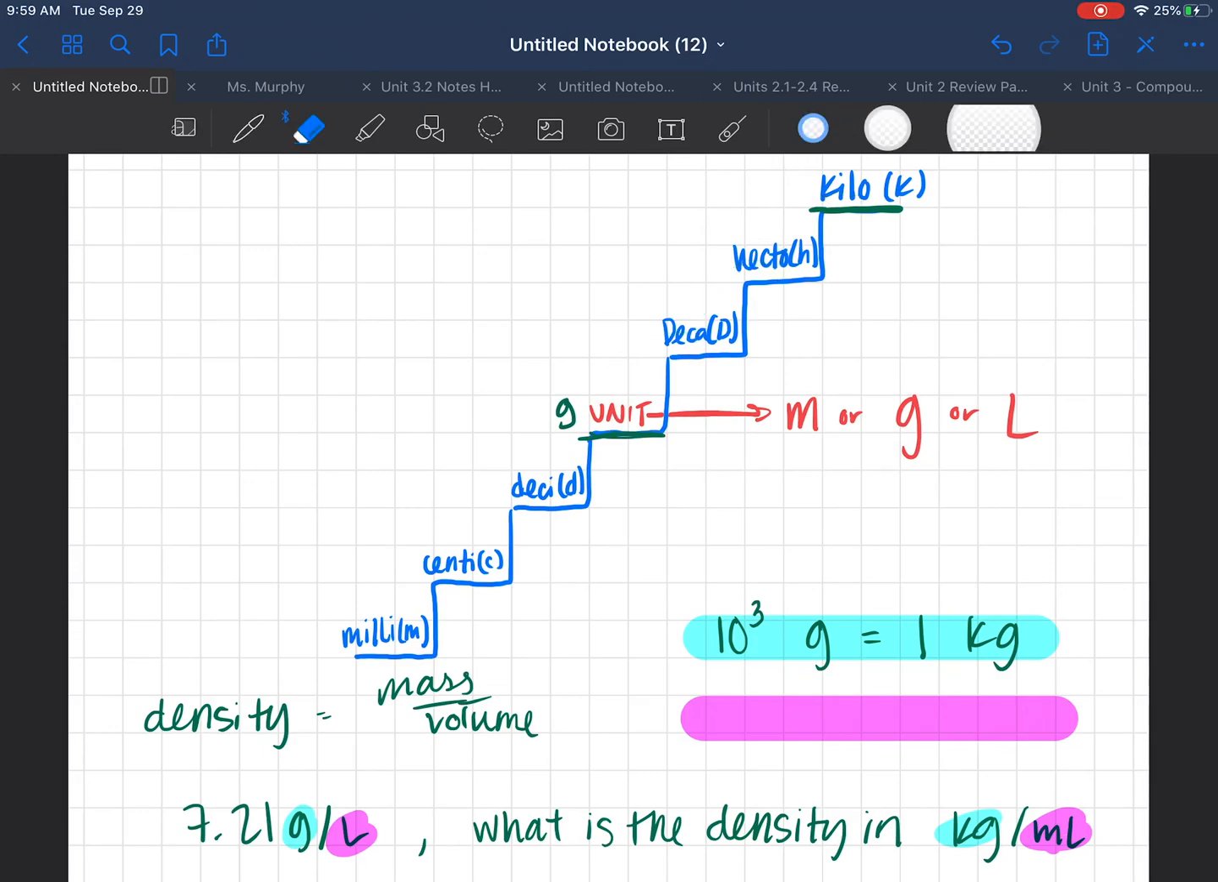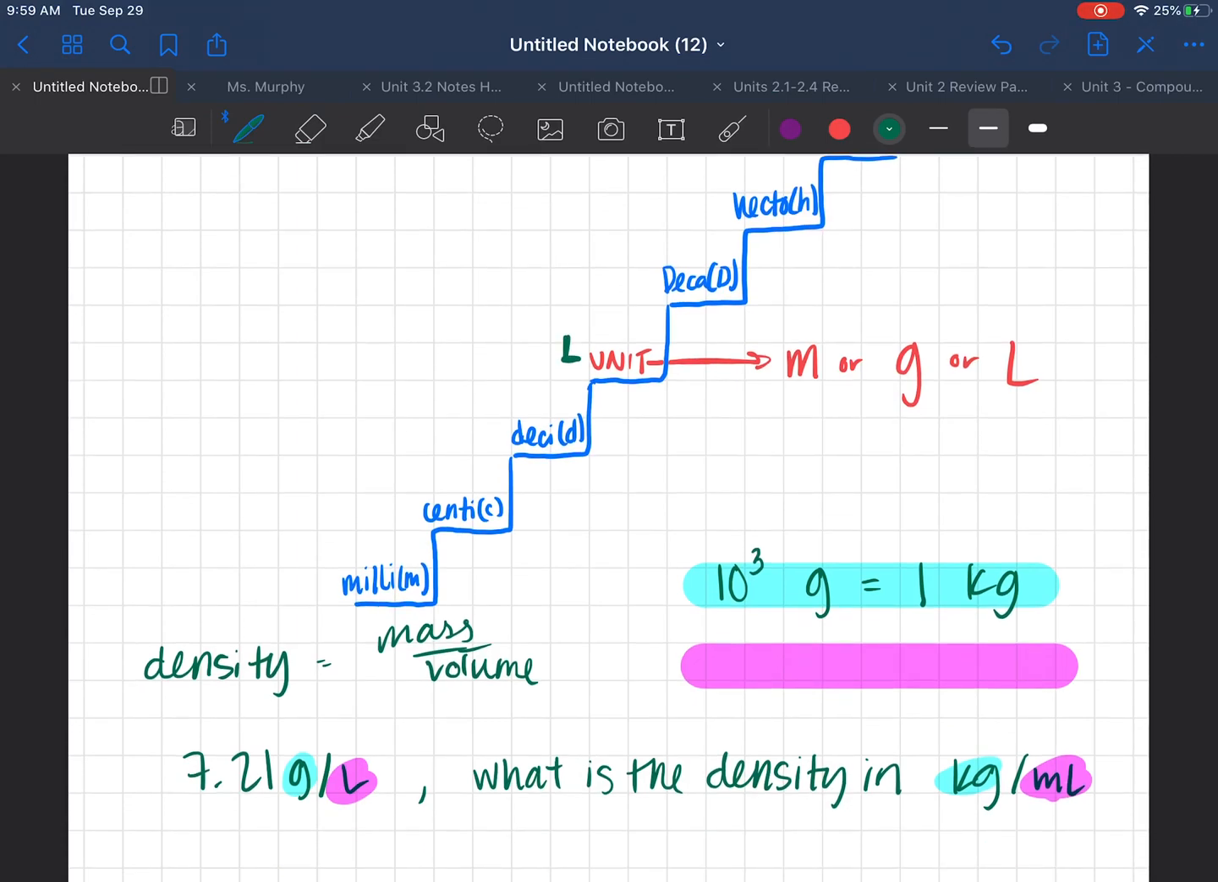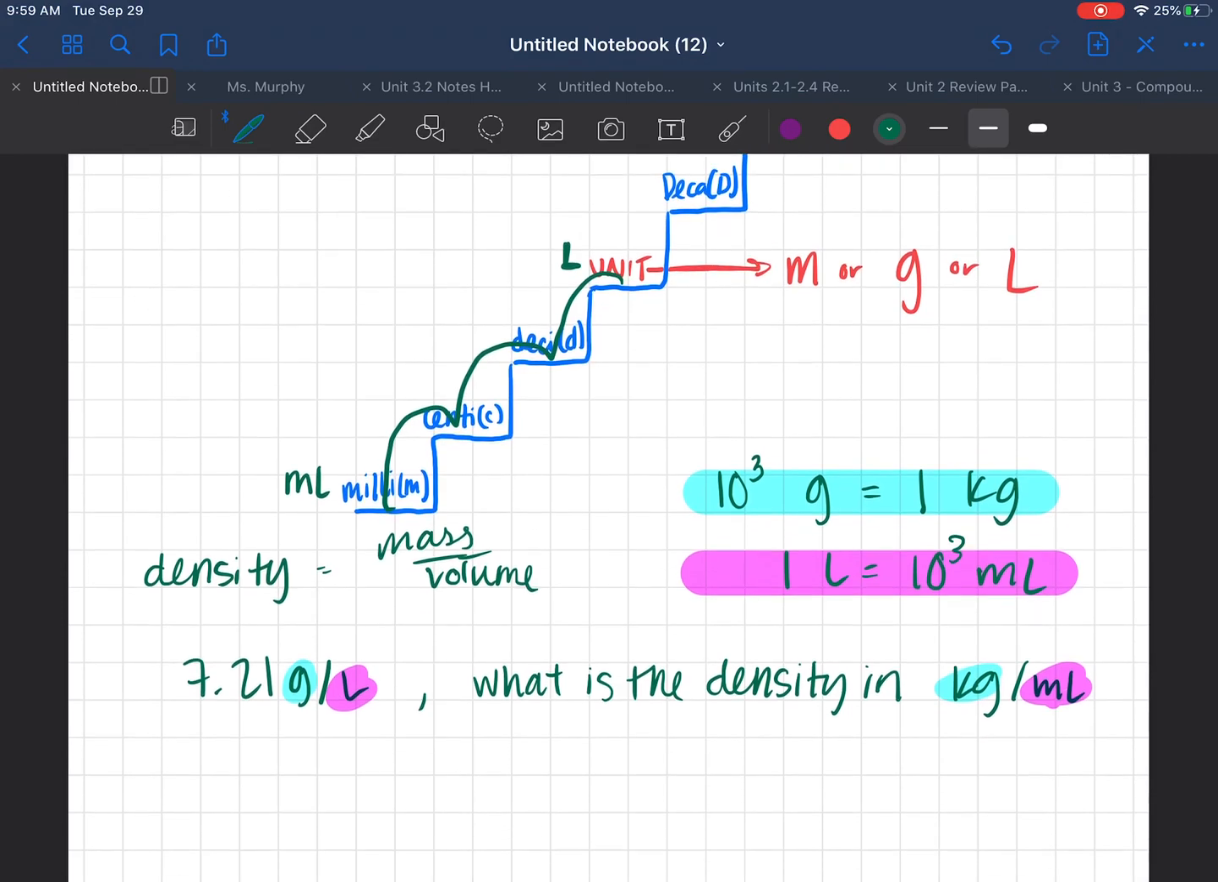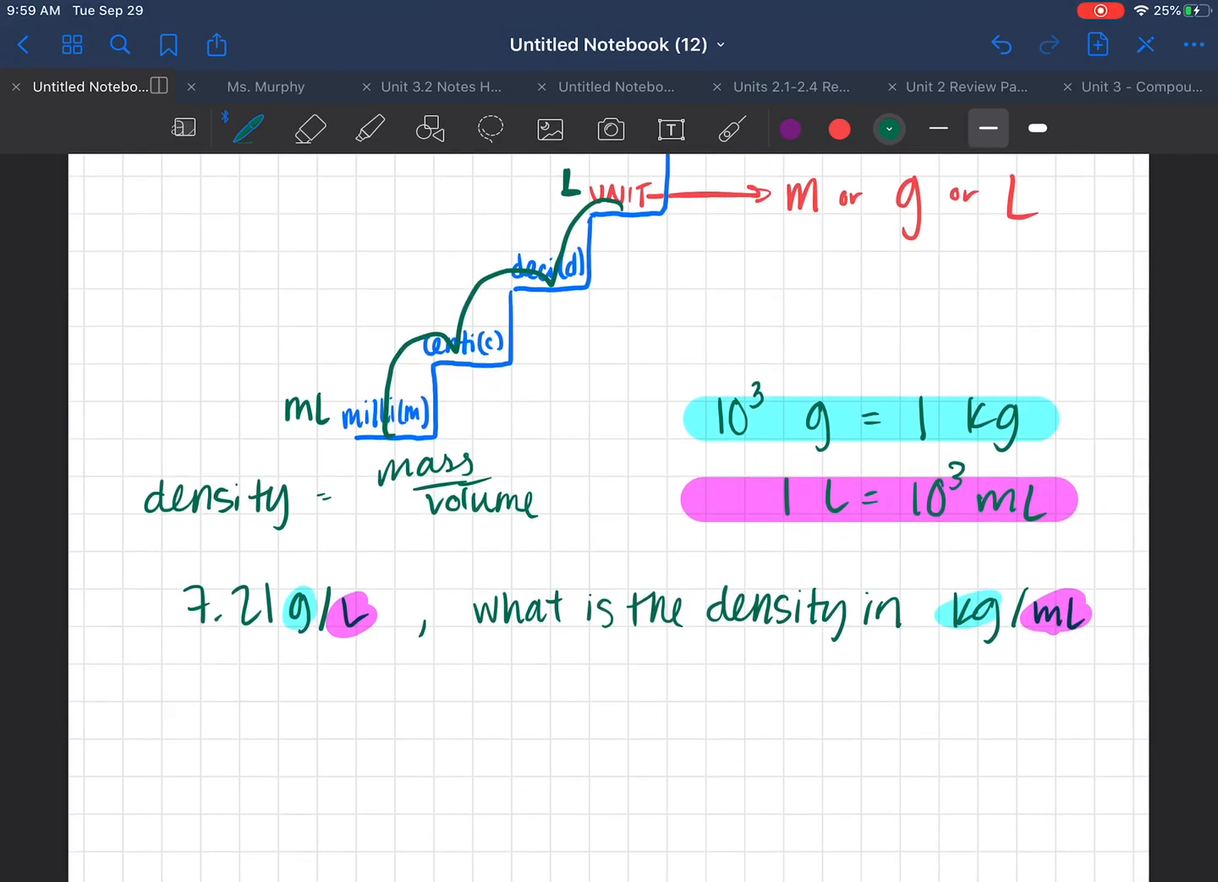Now, if we are comparing liters and milliliters, liters is going to be our unit now, and then we're comparing it to milliliters, which is all the way at the bottom. So I'll set up my little relationship here, and then we'll fill it in. Liters is more towards the top, so liters gets the 1. And we're going to have 10 to the power of 1, 2, 3 for mils. So here are our two relationships that we are going to be using for this problem.